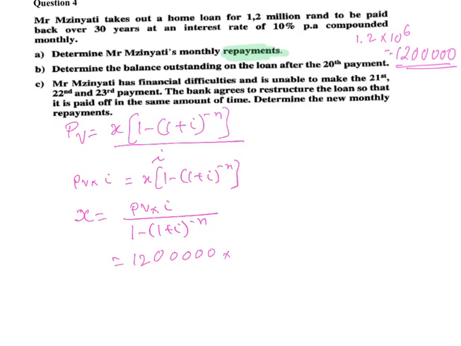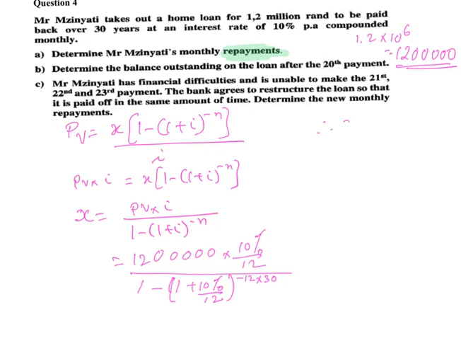i is how much? 10%, right? That is what I will write here: 10% divided by 12, divided by 1 minus (1 plus 10% divided by 12) to the power of what? The total period is 30 years. That is negative 12 times 30, which will give me 360. So that I will substitute in my calculator.